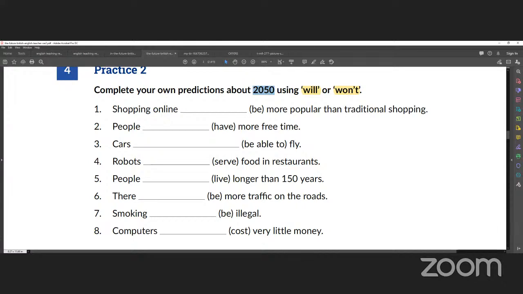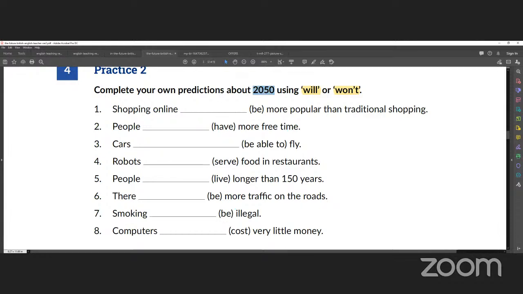Okay, no problem, Angie. Let's continue. Natalia, number 5 and 6. People won't live longer than 160 years. What do you think? I think it's possible. Okay, I think that's impossible. Number 6, Natalia. There will be more traffic on the road. What do you think? I think that's possible.